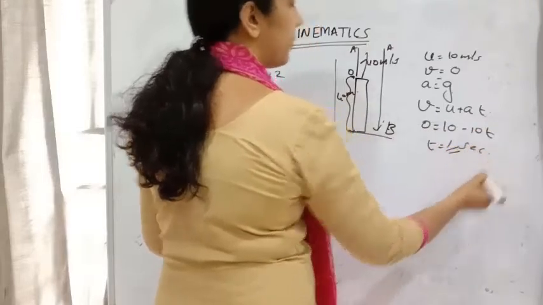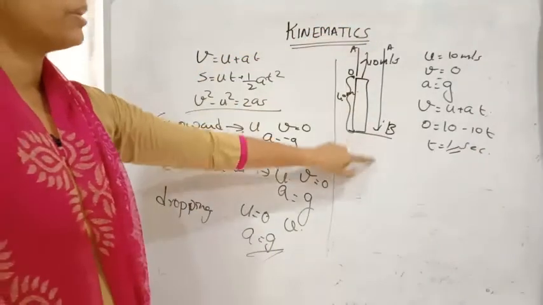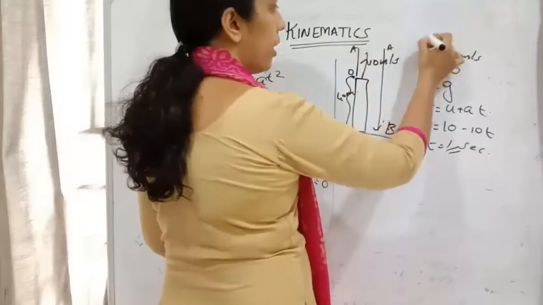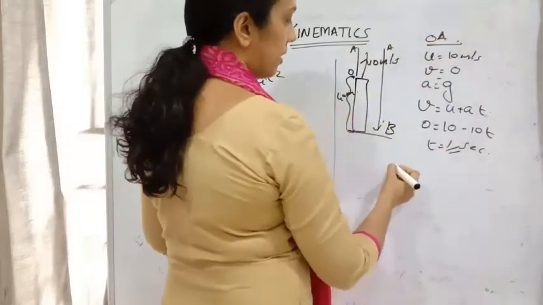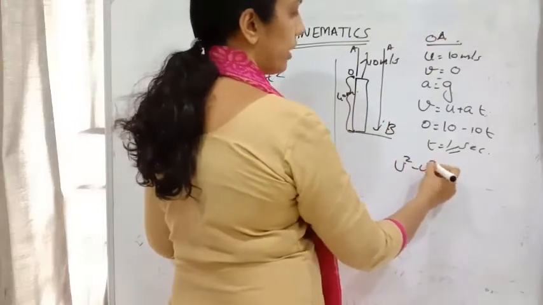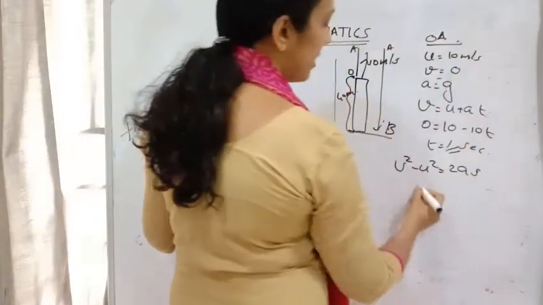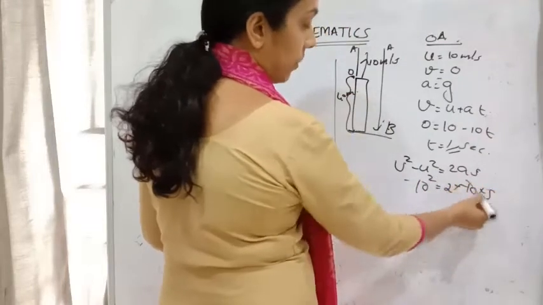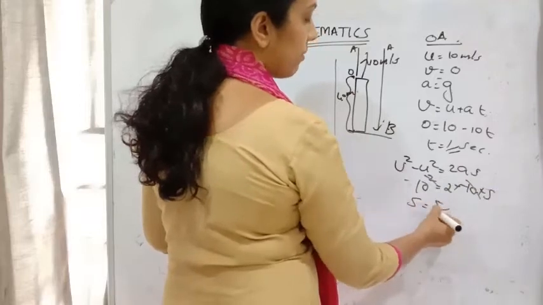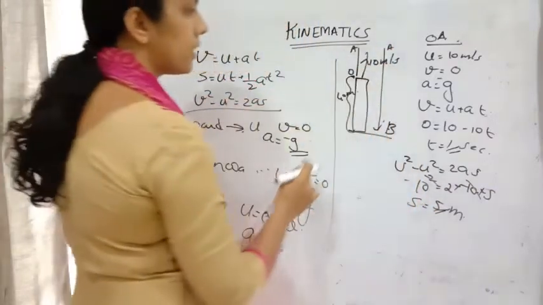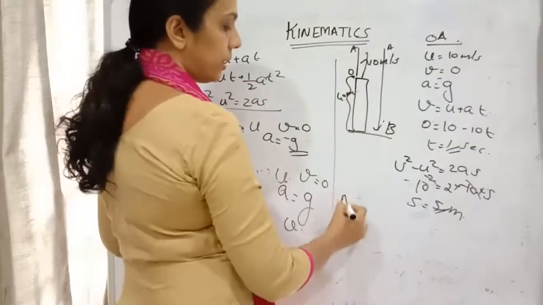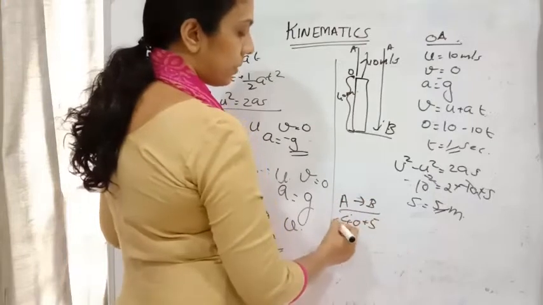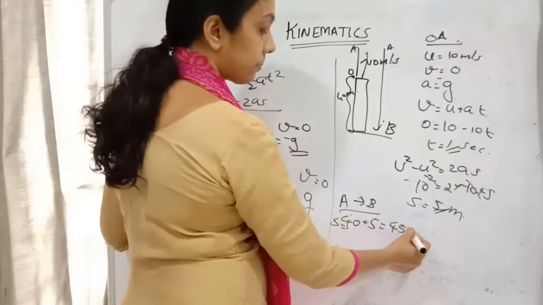Then we can find out how much distance it has traveled from O to A. While moving from O to A, v square minus u square equals 2as. In that, 0 square minus 10 square equals 2 into minus 10 into s. Therefore we get s equal to 5 meter. So this 5 meter it has traveled. So from A to B, the distance will be 40 plus 5, so the distance will be equal to 45 meter.